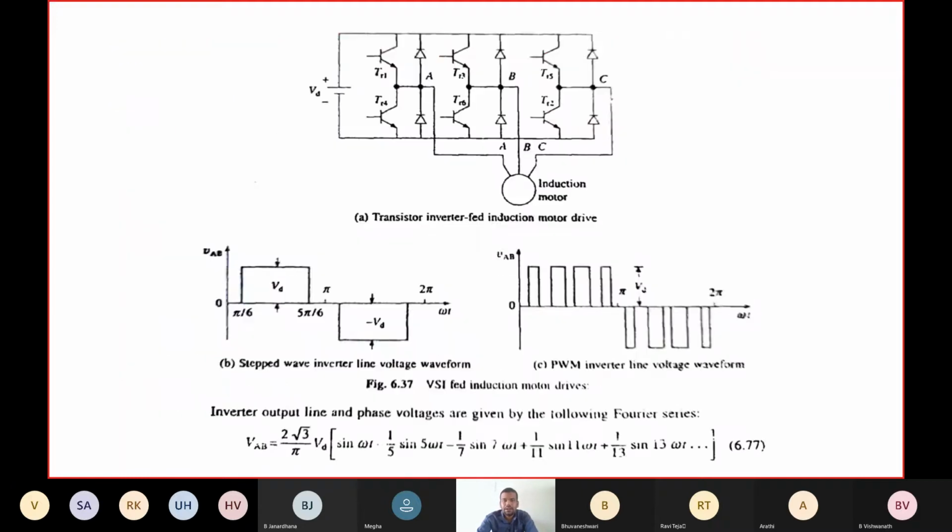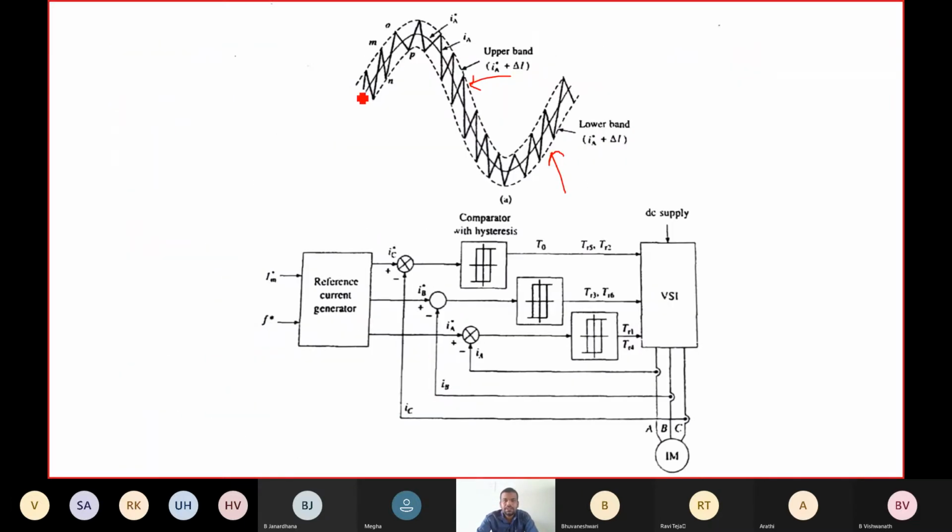So this difference is there now. This is your delta I. This difference is your delta I. Here in the delta I band, the IA star current, the reference sinusoidal current, is flowing.